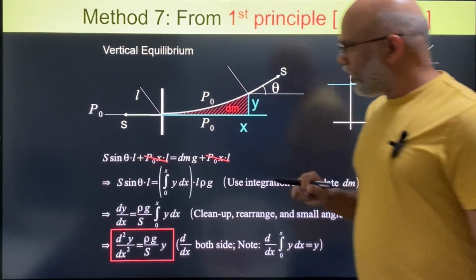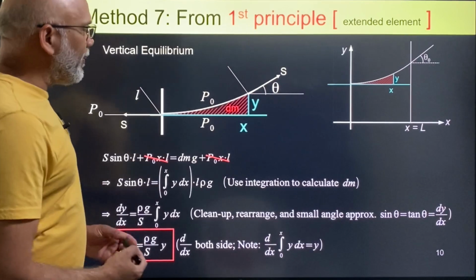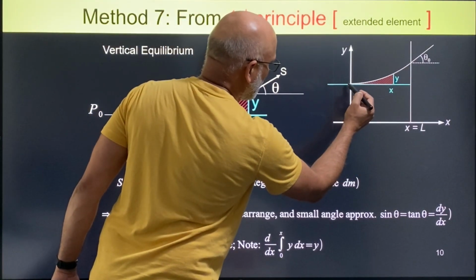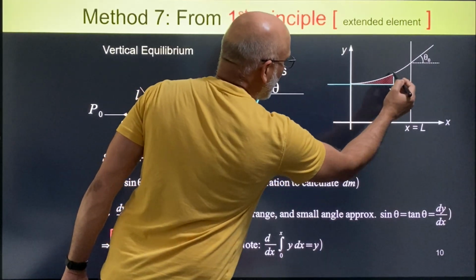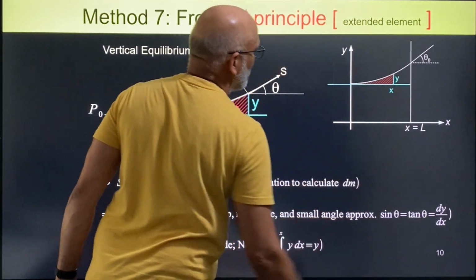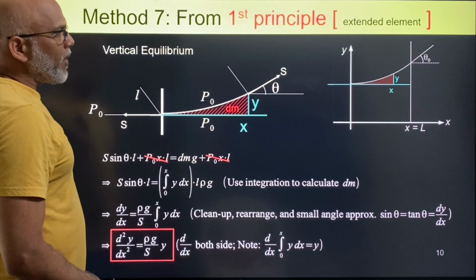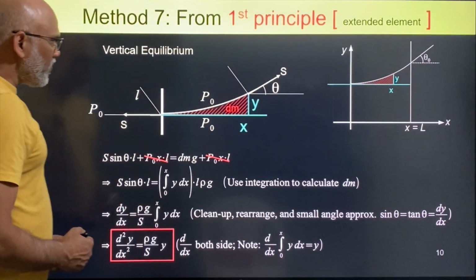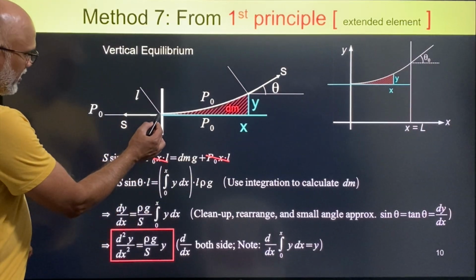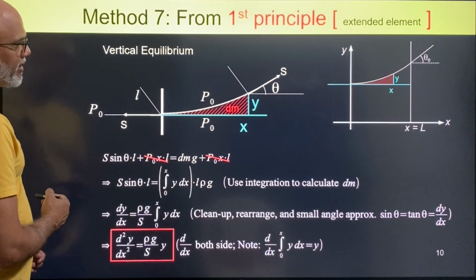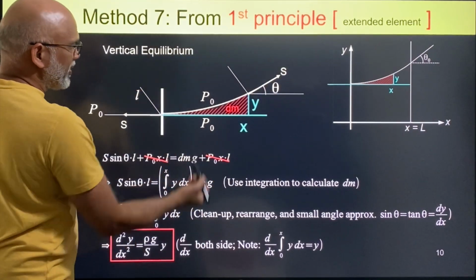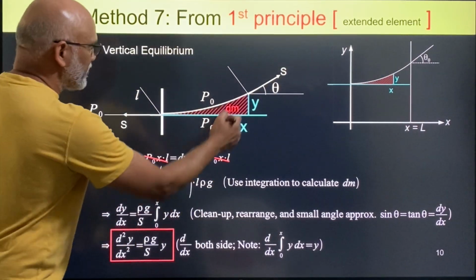All right. So next, I'm considering this extended element, from where the surface is flat all the way to some arbitrary location, let's say x. So in this case, what are the forces? I have the surface tension in this direction, surface tension here, and then the pressure here and pressure below, right? And then the mass of this element.